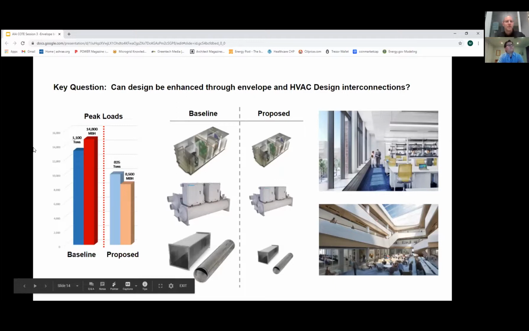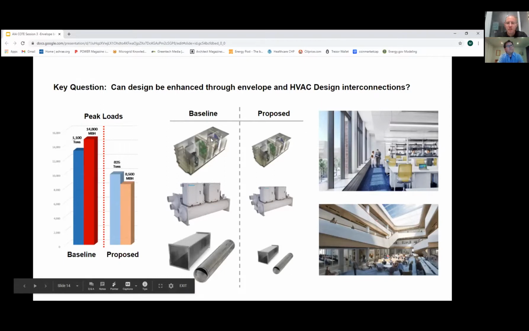noteworthy. So the last thing is, the key question is, can actual design, architectural design, be enhanced through envelope and HVAC interconnection? So again, the peak load is really reduced by a high performing envelope.